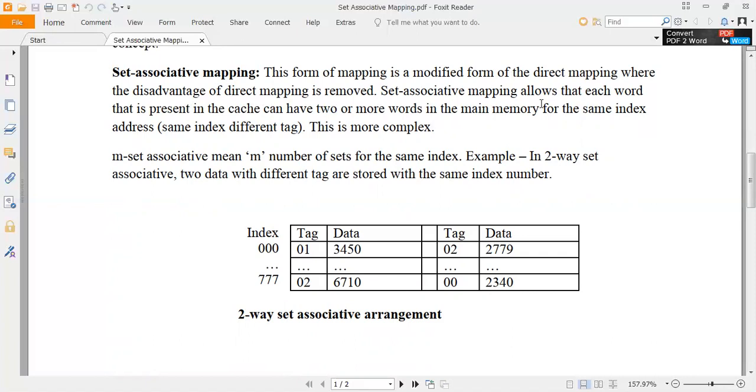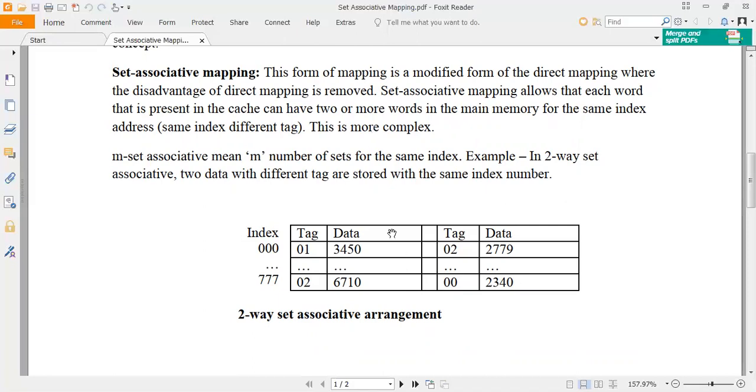Set associative mapping allows each word present in the cache to have two or more words with the same index but different tags, which is a disadvantage of direct mapping. If I want to remove that disadvantage, each index can contain data with different tags. This is more complex, definitely, where each index contains more than one data item with different tags, because the index becomes the same.